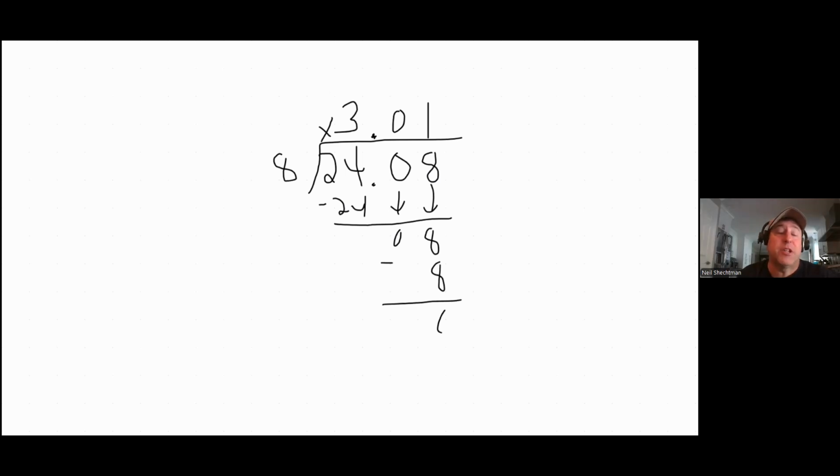And if you did an estimate to check it, 24 divided by 8 would be about 3. So that answer looks logical and makes sense. All right, let's get a little more challenging now.